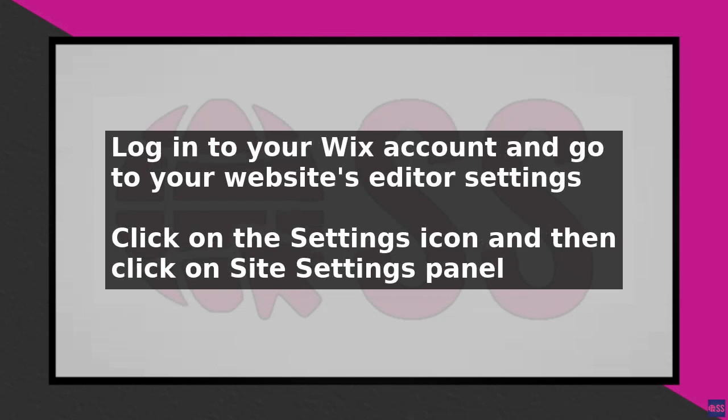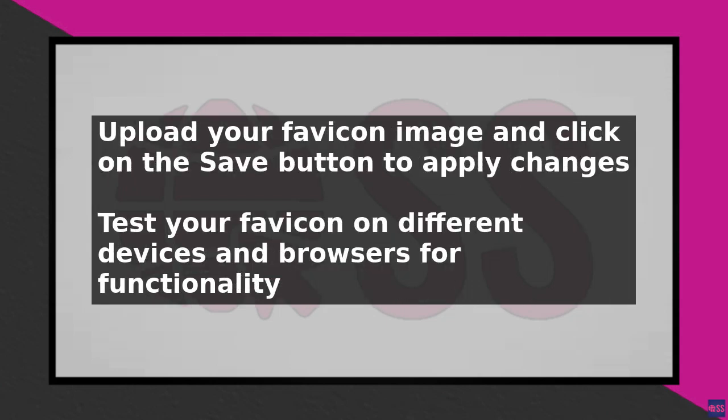You can also add a favicon for Apple devices, such as iPhones and iPads, by clicking on the Add Apple Touch icon button. After uploading your favicon, click on the Save button to apply the changes. You can then preview your website to see the favicon in action. If you want to change or remove the favicon, simply go back to the Site Settings panel and make the necessary changes.